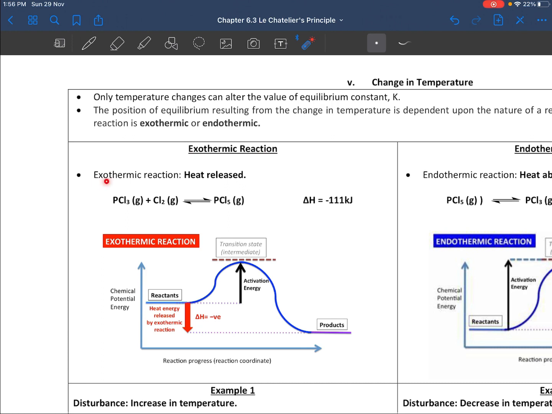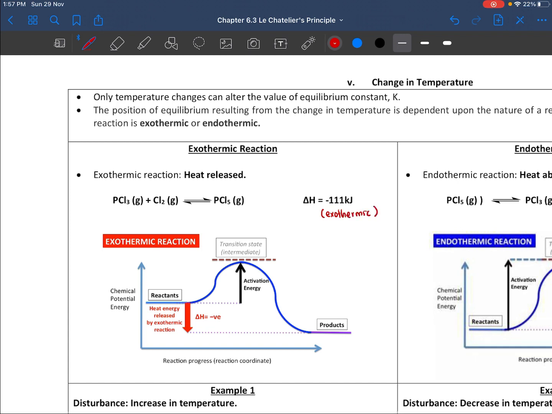Okay, so exothermic reaction adalah heat release. Okay, so heat release to the surrounding. Okay, so bila heat release to the surrounding, so maksudnya temperature dia akan meningkat lah. Okay, so PCl3 gas plus Cl2 gas equal to PCl5 gas ni adalah exothermic reaction. Macam mana saya tahu? Saya tengok value delta H sahaja. Okay, so next time if you look at the value of delta H and this value of delta H is negative, that means dia adalah exothermic reaction.